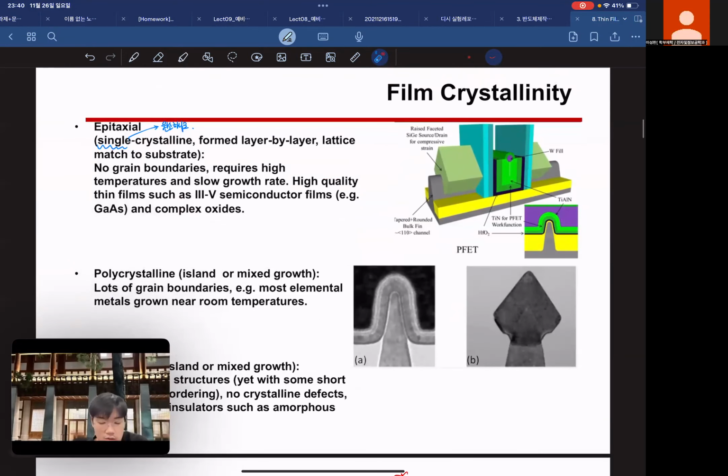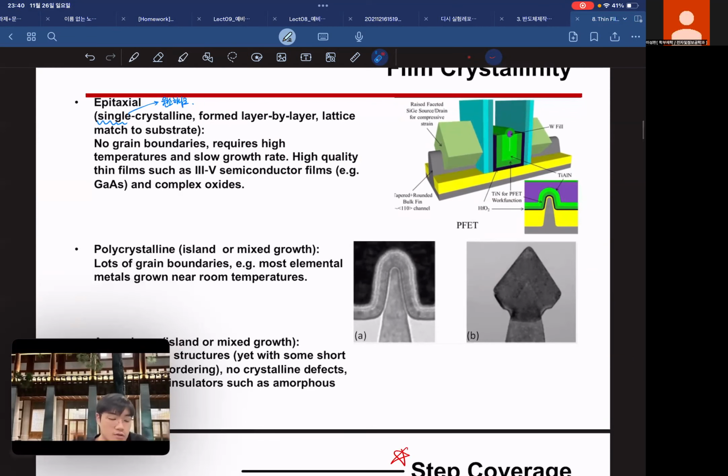And there are states of the film, the film crystallinity. First is epitaxial. Epitaxial means single crystalline, meaning a single crystal of atoms. This is really pure and stable, and it also needs high temperature and a long time to grow. So this way makes high quality.